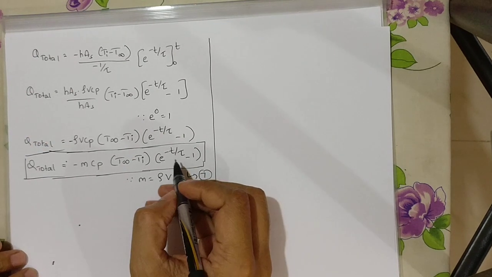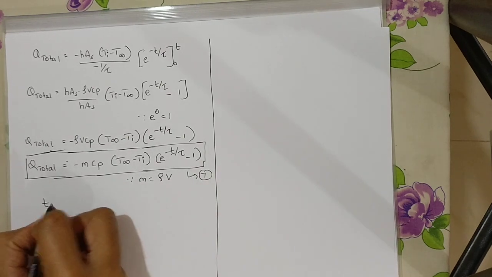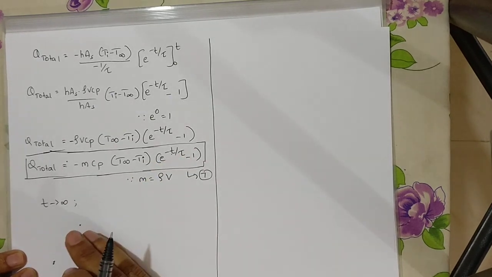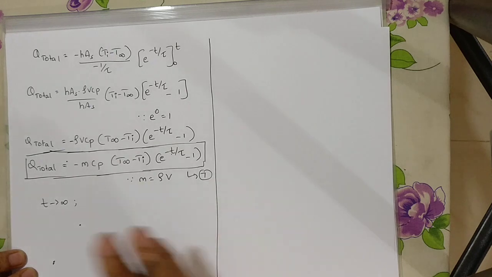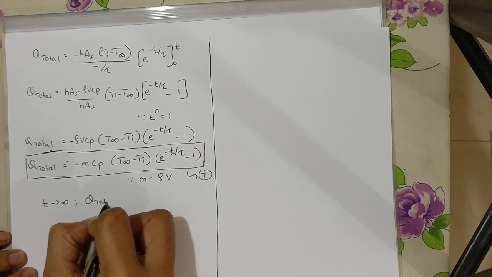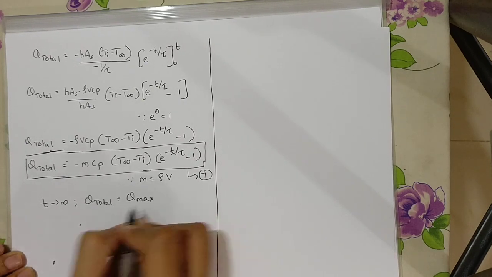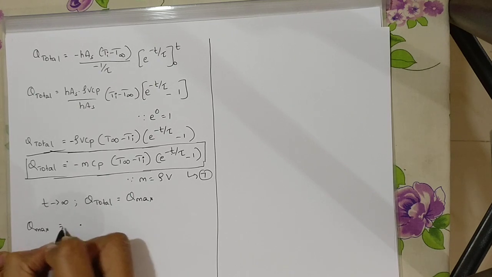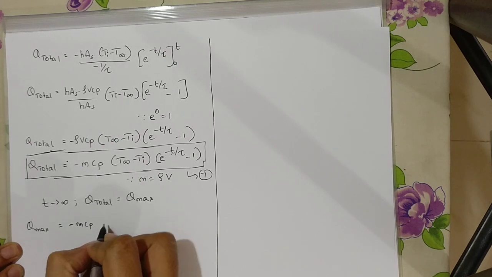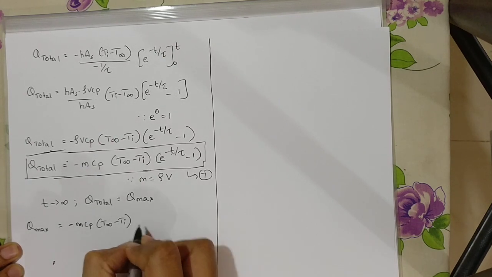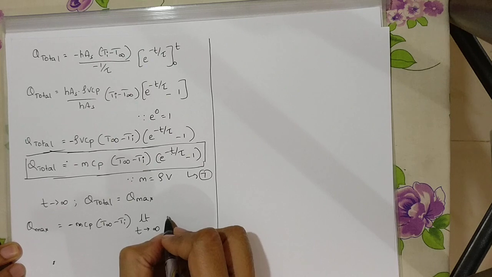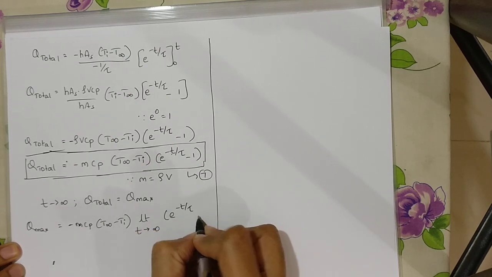That means when the time t tends to infinity, the temperature of the body increases from Ti towards T infinity. That is the point where we say Q total would be Q max. So now Q max would be minus mCp (T infinity minus Ti), and then this limit as t tends to infinity of (e power minus t by tau minus 1), right?